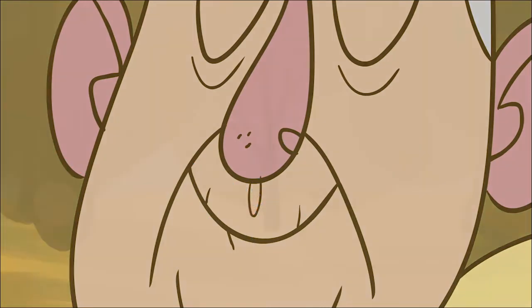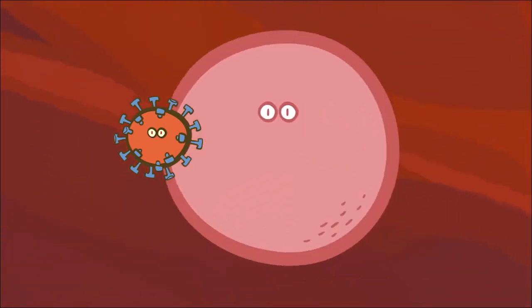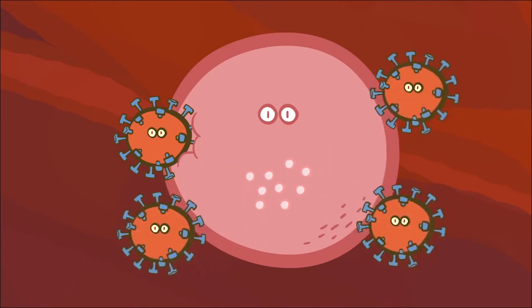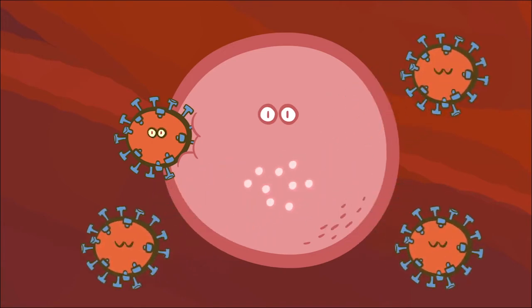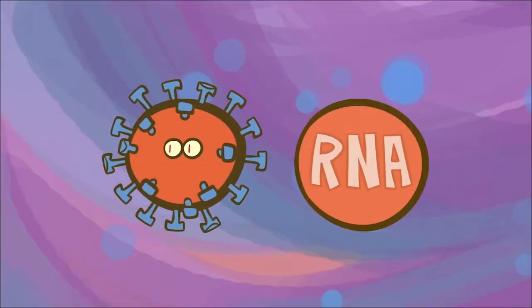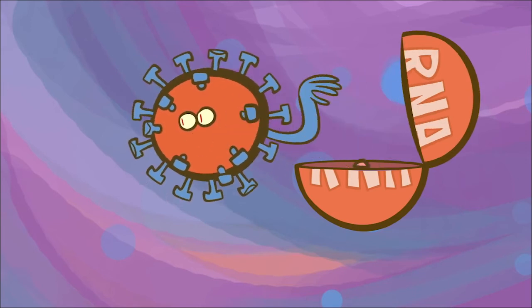In the body, the protein spikes embed in the host's cells and fuse with them, enabling the virus to hijack, or take over, the host cell's machinery to replicate its own genes. Coronaviruses store their genes on RNA. All viruses are either RNA viruses or they are DNA viruses.